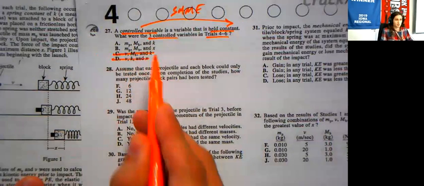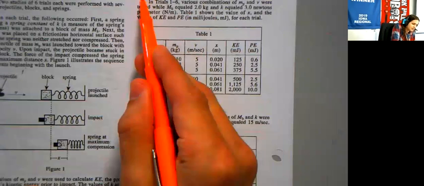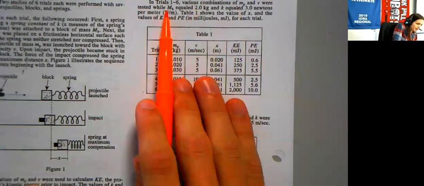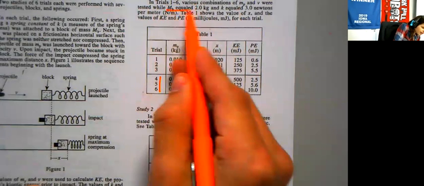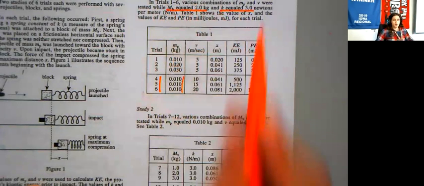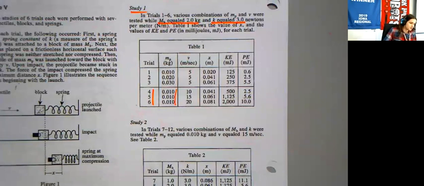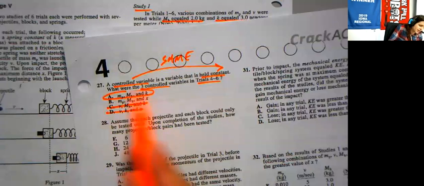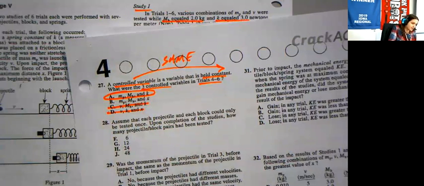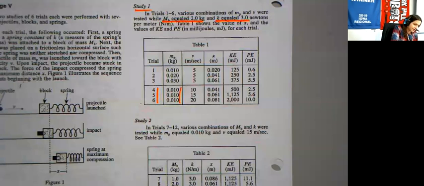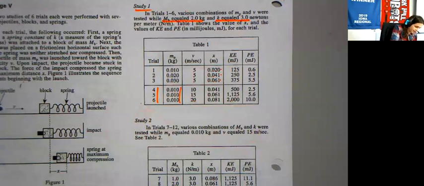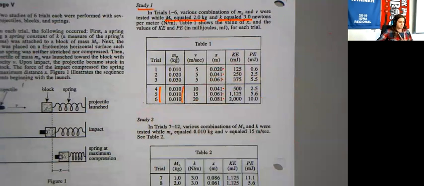C and D aren't possible. And then I see what else is controlled. That might say, oh, let's look at the study. Various combinations of MP and V were tested. Well, MB equaled 2 and K equaled 3. Those were kept the same. MB equaled 2 and K equals 3. It's going to be answer option A. How else could you have found that? You could have noticed that X varied throughout the study.